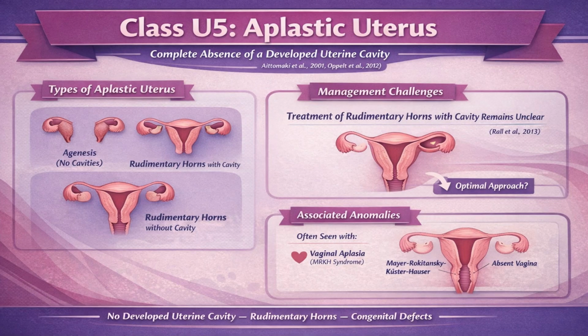Class U5 is aplastic uterus, which is in fact the complete absence of developed uterine cavity. The types of aplastic uterus include agenesis with no cavities, rudimentary horns with cavity, rudimentary horns without cavity. Management challenges. Treatment of rudimentary horns with a cavity remains unclear. Associated anomalies include vaginal aplasia and MRKH. Most commonly, vaginal aplasia occur as a part of MRKH.